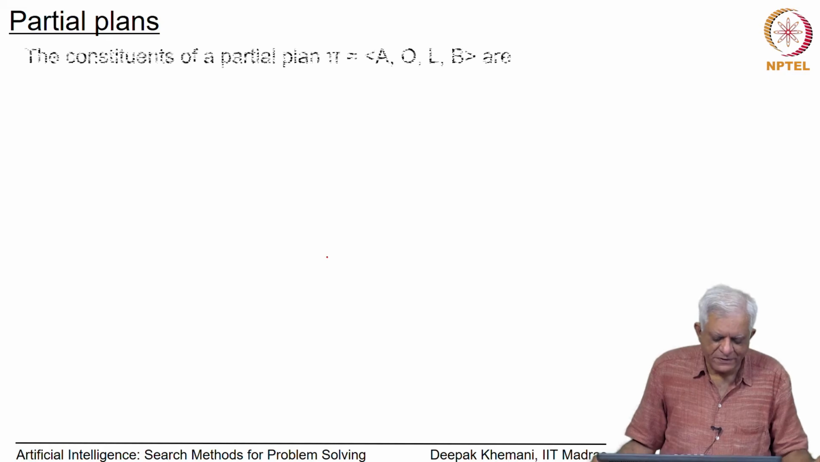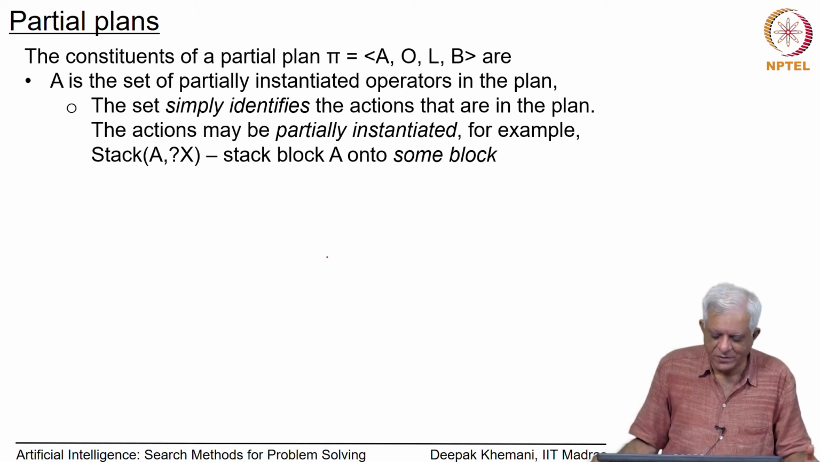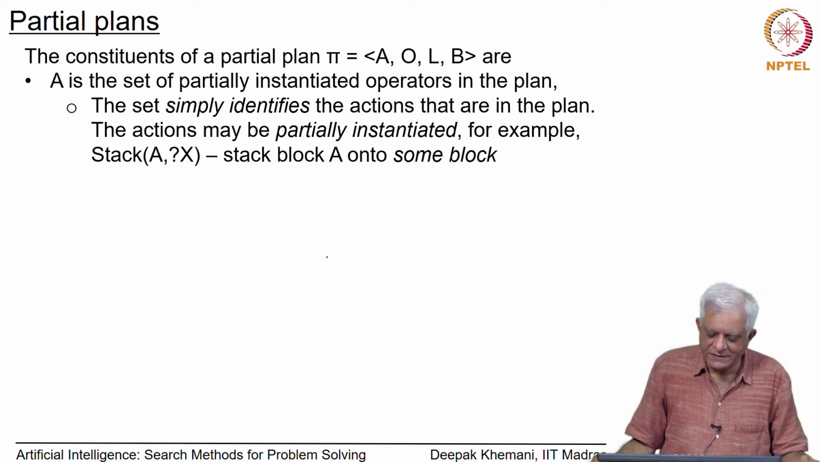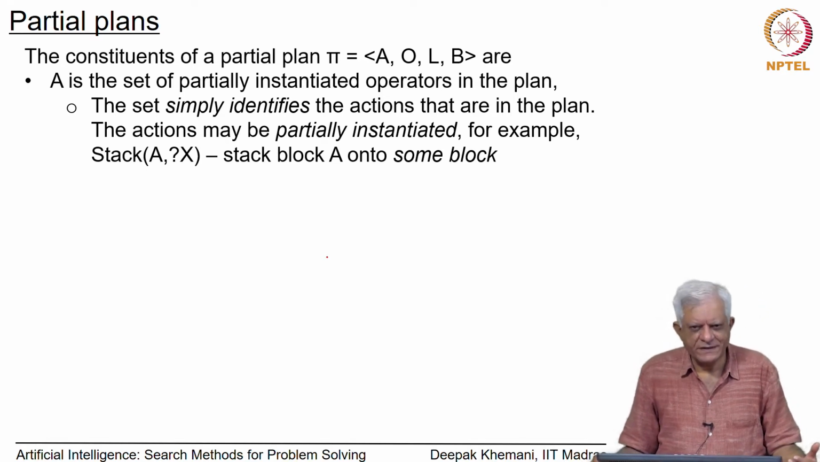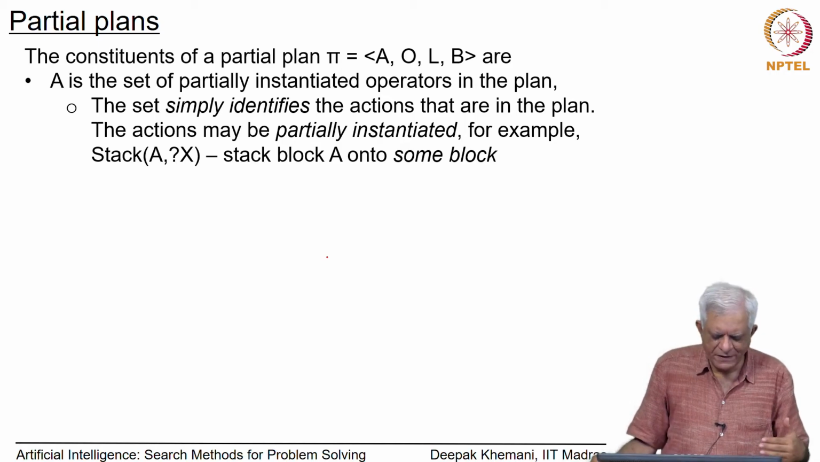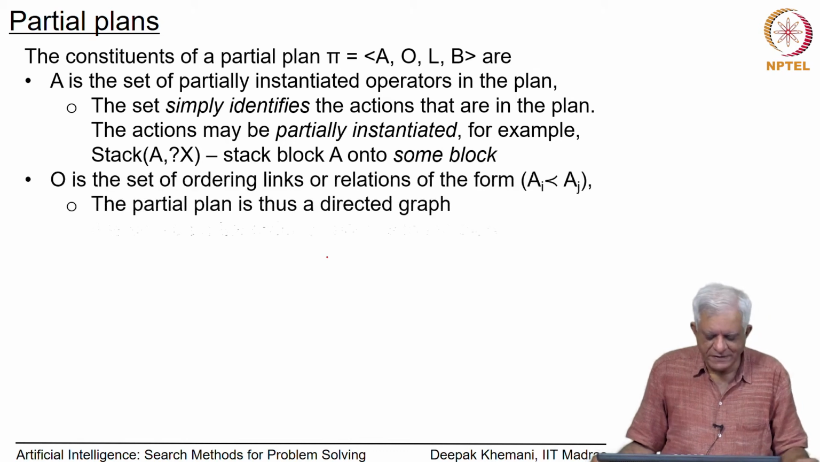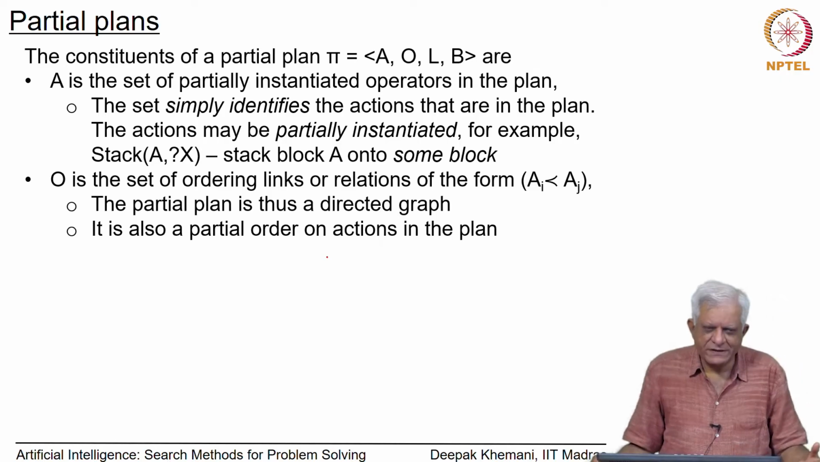So, let us expand upon the definition of a partial plan. The constituents, as we said, are first a set A of partially instantiated operators. This set simply identifies what the actions in the plan are, and the actions may be only partially instantiated. Remember that we had said that actions are instances of operators. Operators have variables, or operators are like schemas, whereas actions are specific actions which talk about specific objects. But a partially instantiated action like stack A on X says to stack block A onto some block, and the partial planning algorithm allows you to do that, and the plan representation allows you to assert that such an action exists. Now, O is a set of ordering links, as we said.